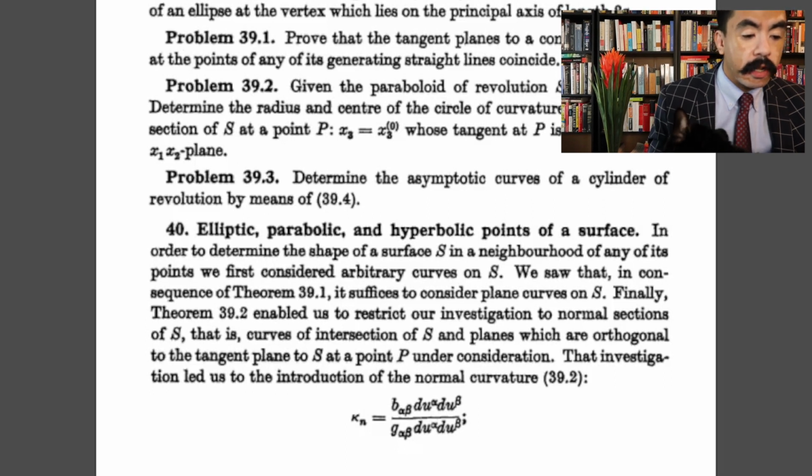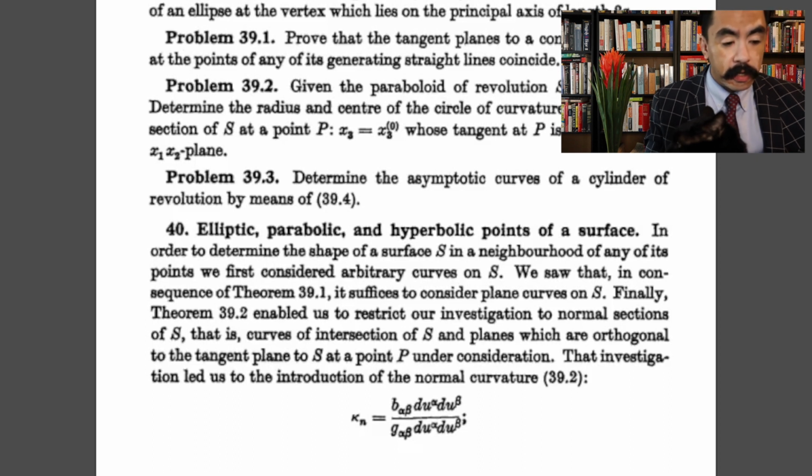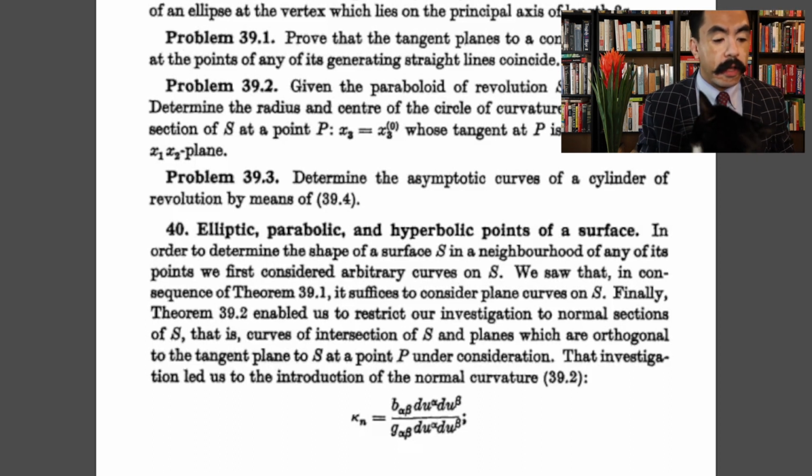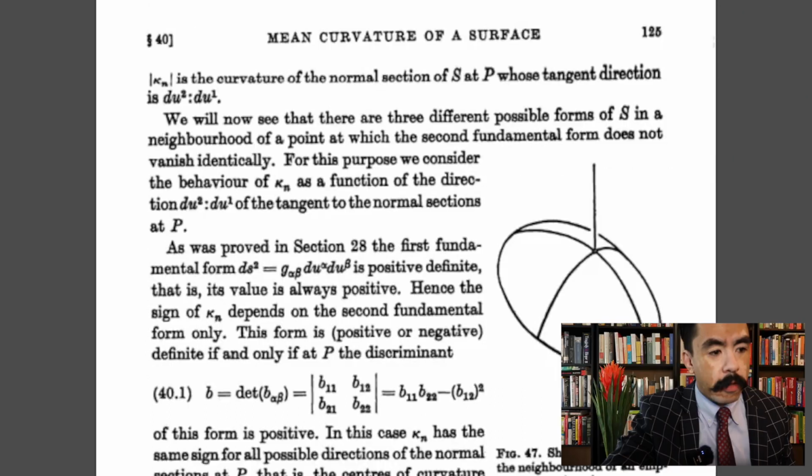That investigation led us to the introduction of the normal curvature, given by κ_n, which is equal to the fraction with the numerator b_αβ du^α du^β and a denominator of g_αβ du^α du^β. The magnitude of κ_n is the curvature of the normal section of S at P, whose tangent direction is du2 to du1.